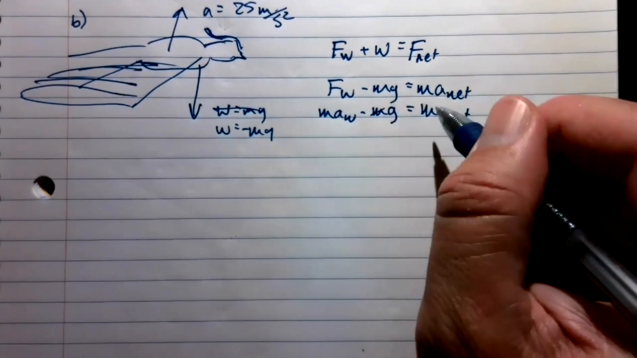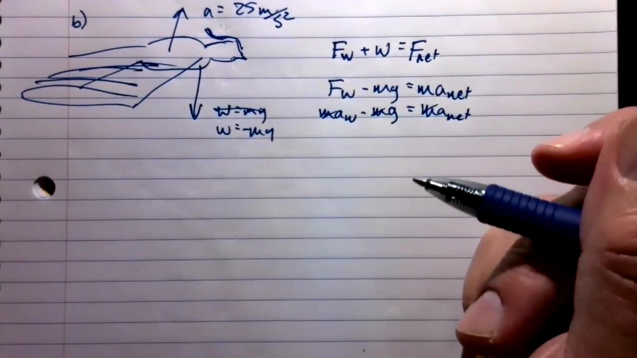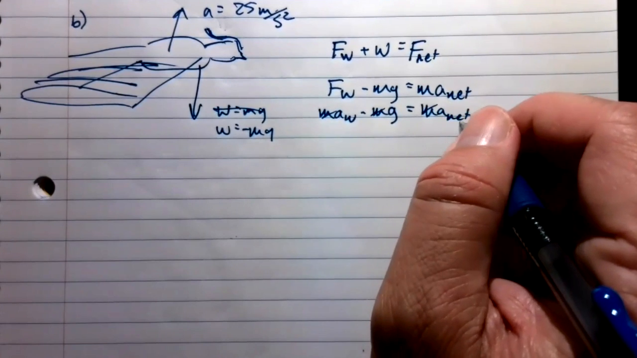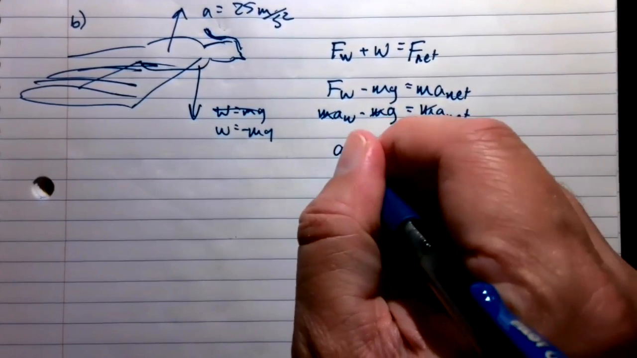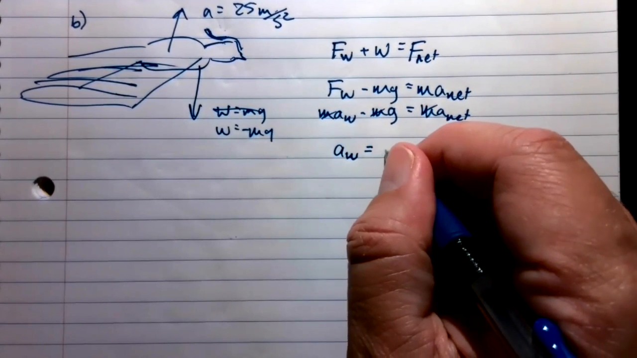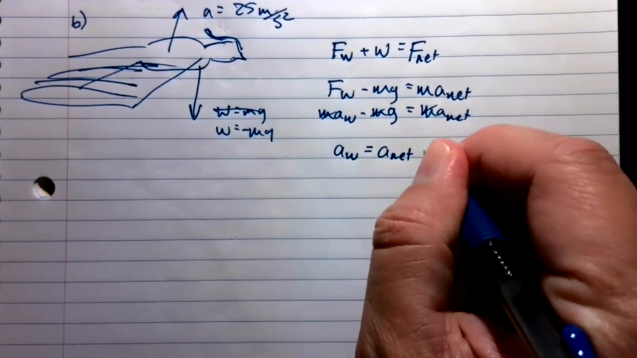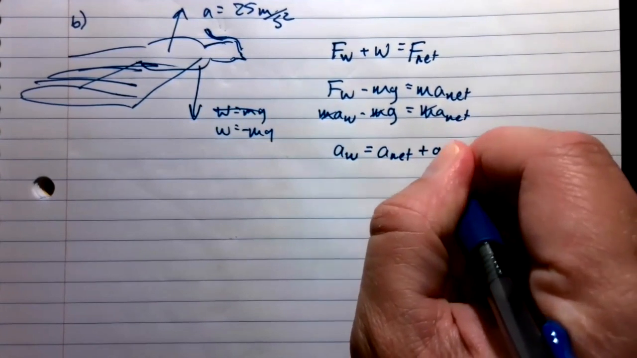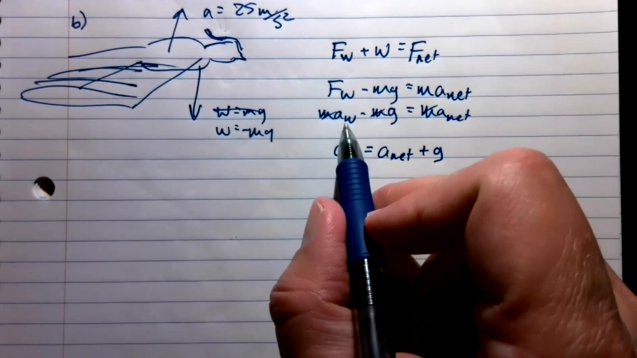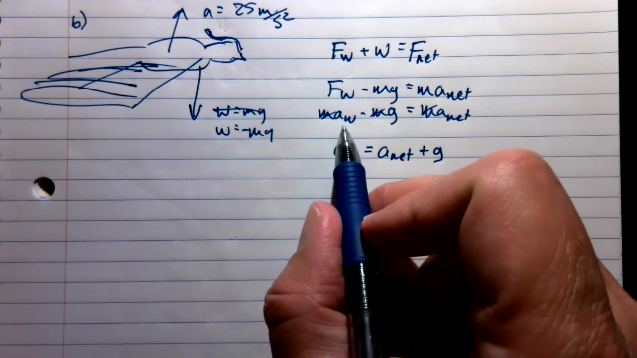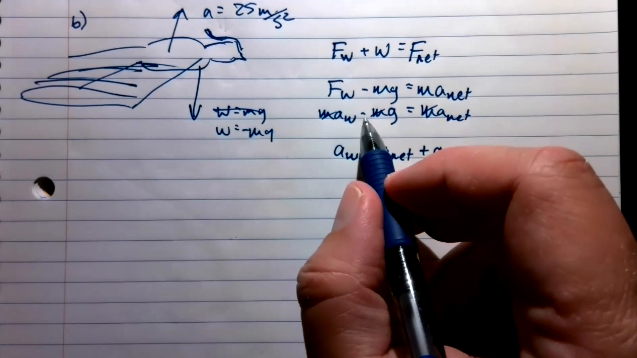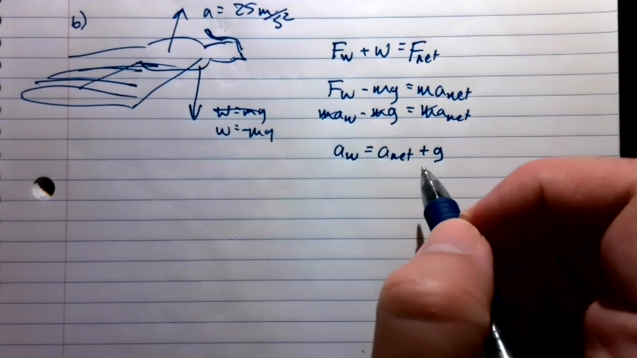We're going to cancel all of our m's. They just go away. So then the acceleration of the wings is equal to our net acceleration plus g. G is going down, and it's opposite to the force of the wing, which is pushing up. That's why the bird stays in the air. If it didn't, it would just fall out of the sky.